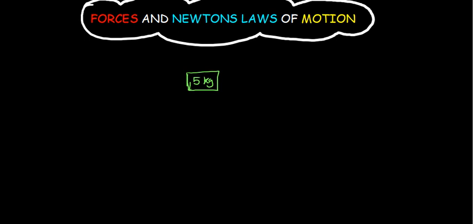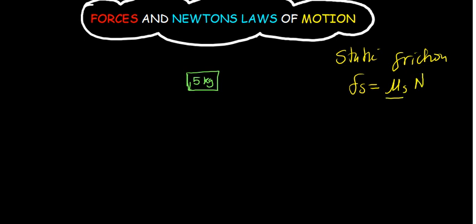Static friction has a formula, just like kinetic friction. So static friction is given by the coefficient of static friction multiplied by normal force. Please, this is mu, it's not a u. We say coefficient of static friction, multiplied by the normal force.